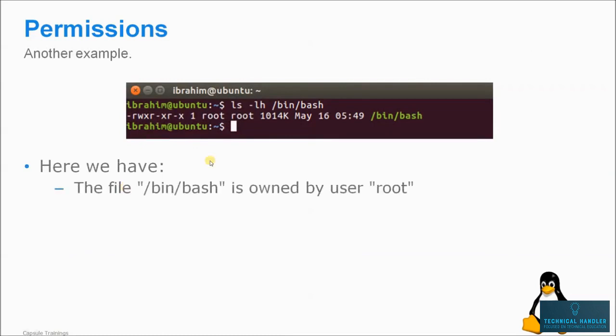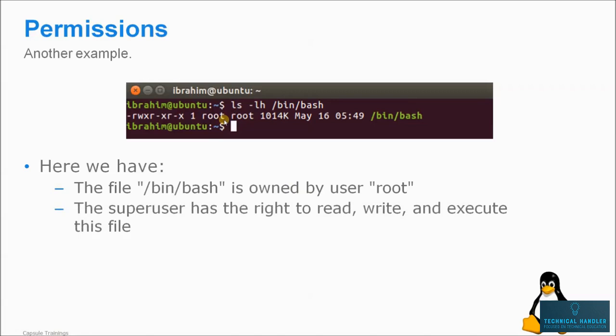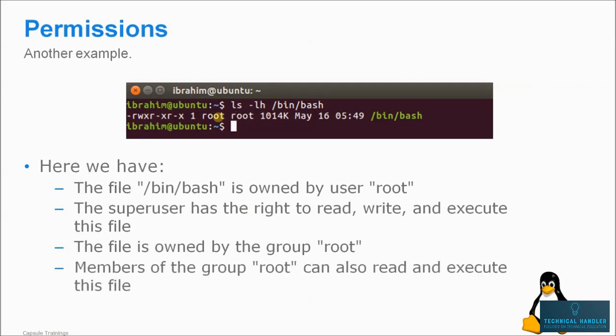Here we have the /bin/bash file, and I'm running again an ls -lh on that file. And here we have that this file is actually owned by the user root. The super user, who is root, has the right to read, write, and execute this file, which is shown here by the rwx. The file is owned by the group root. Members of the group root can also read and execute the file, so they cannot write to this file. And everybody else can also read and execute this file.